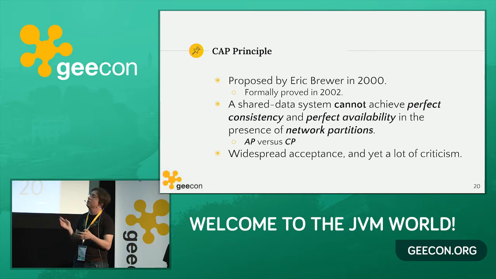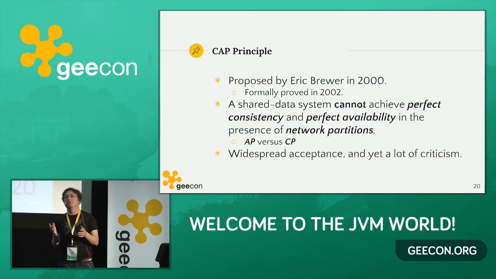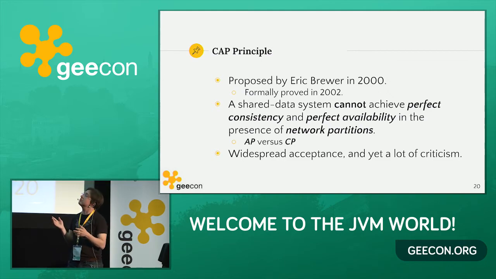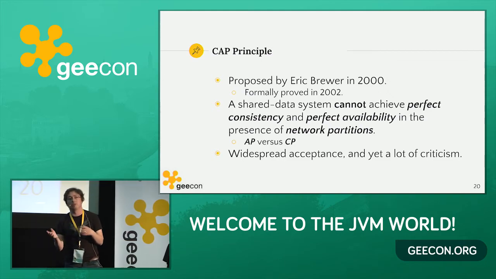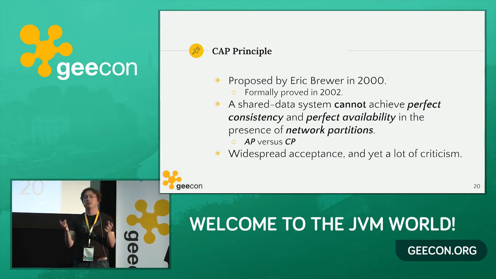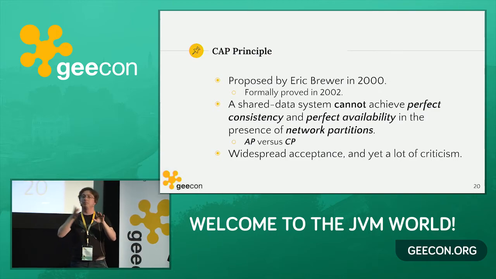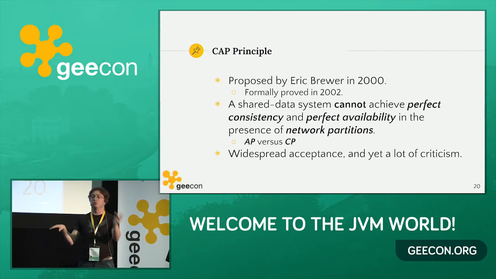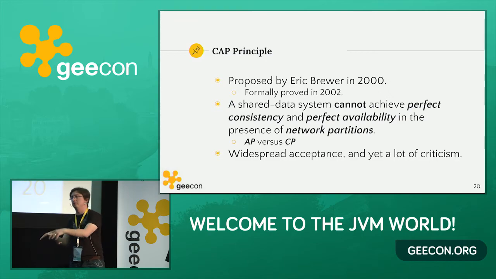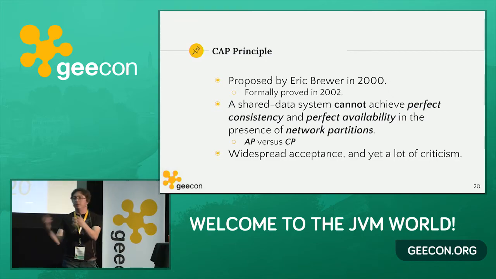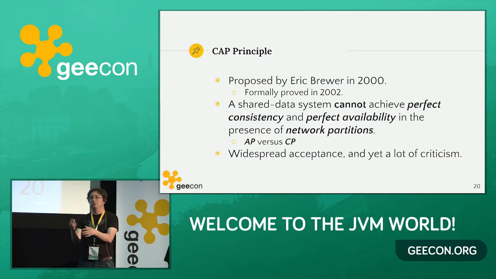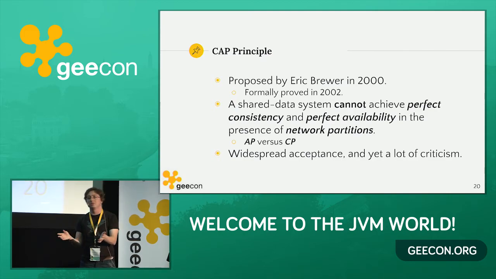It says that a shared data system cannot achieve perfect consistency and perfect availability in the presence of network partitions. Network partition means that a cluster of nodes splits into subclusters, and nodes in a subcluster cannot talk to nodes in the other subcluster. If that failure scenario occurs, the distributed system should choose to be consistent, or it should choose to be available, but it cannot be both at the same time.